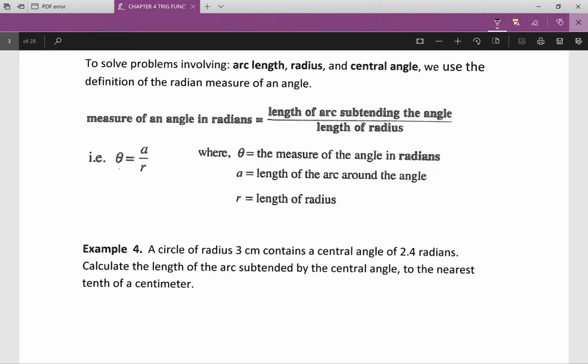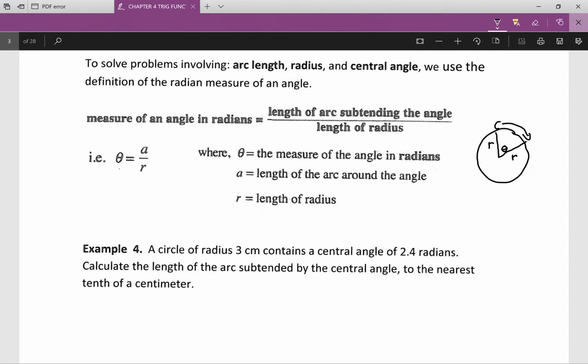So now the next little piece of this is solving problems involving arc length, radius, and the central angle. I'm going to make a little drawing right here. If I draw a diagram that looks like this, where that's the radius, and of course that's the radius, the arc length represents the piece of the circle's perimeter that gets exposed at any given angle theta.